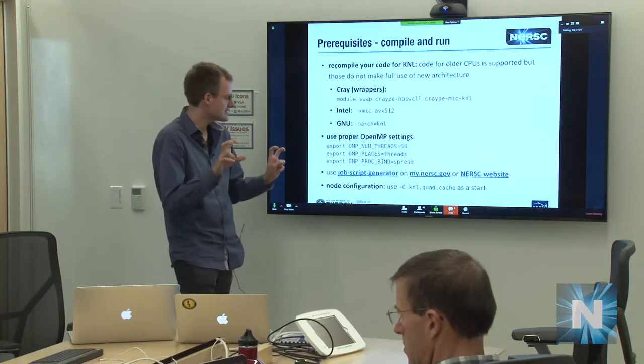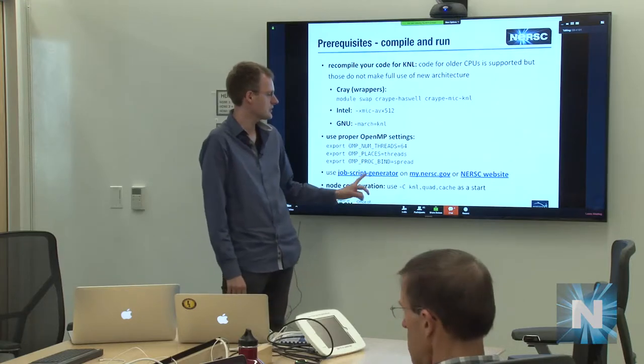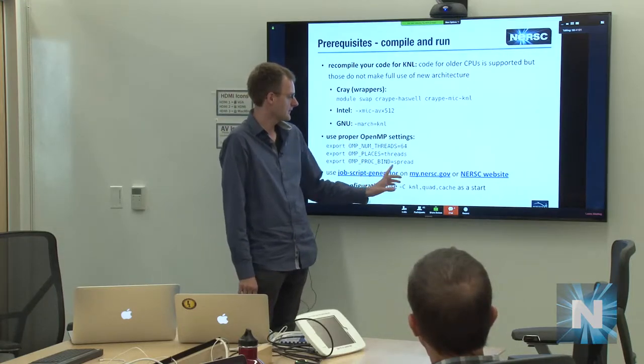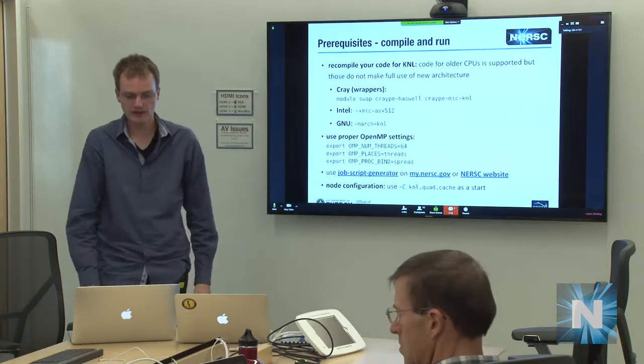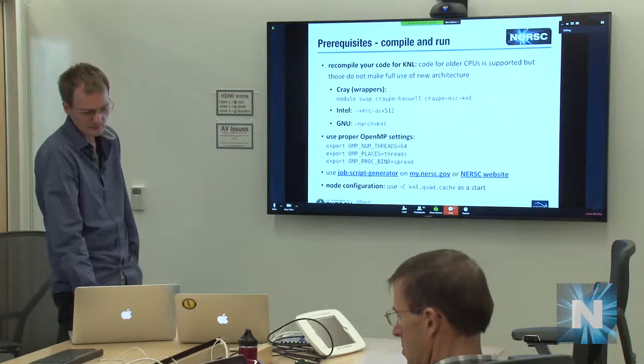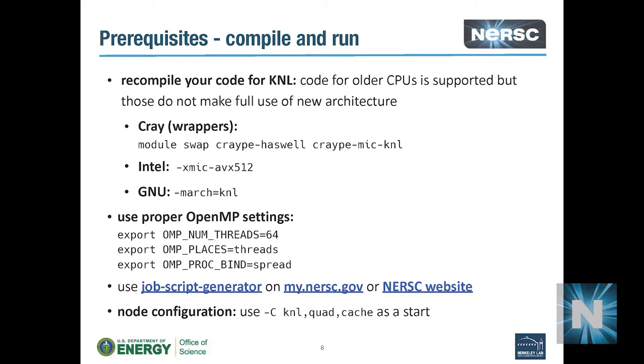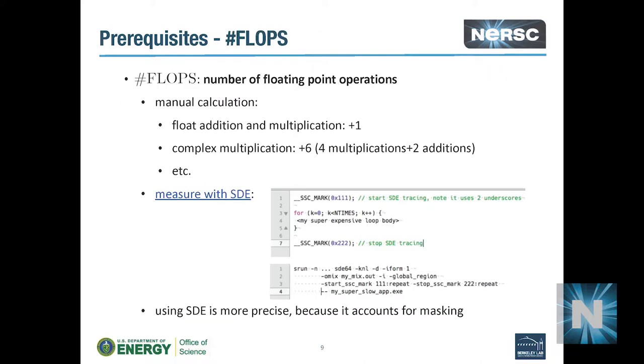In order to get a sane binding, again, I repeat, use the JavaScript generator or our documentation user help on the website. And as a node configuration for everybody who's not very experimental friendly, just try KNL quad cache and you should be fine for many, many applications. And you don't have to worry about MCDRAM usage for the moment because it will be done in the background for you. So what else do you need?